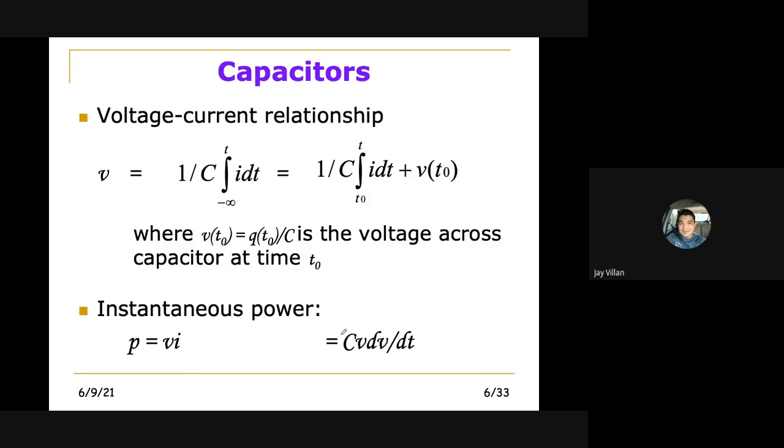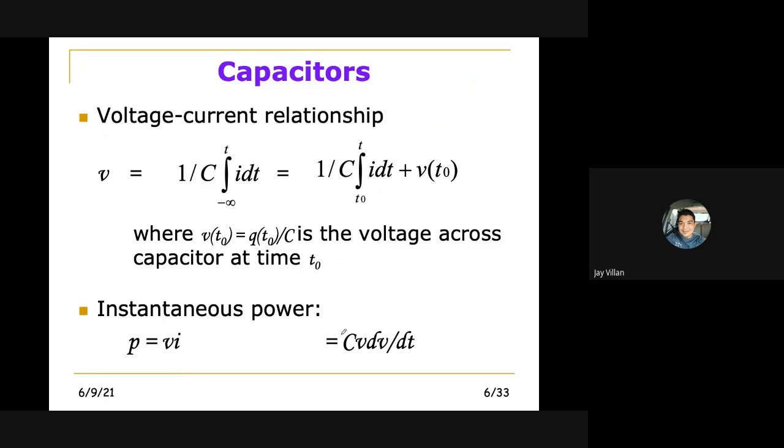So in order to get the voltage-current relationship, we simply rearrange the equation and solve for V. So that becomes 1 over C, the integral of I dt, evaluated from negative infinity to t. Why negative infinity? Take note, even if the capacitor is stored for a longer time, there is still that energy that is stored. There's still that voltage that is present on the terminals of your capacitor.